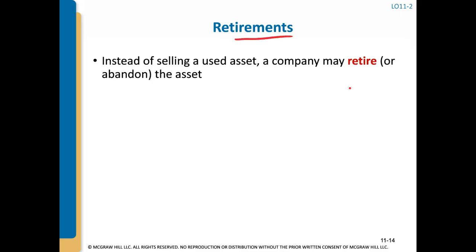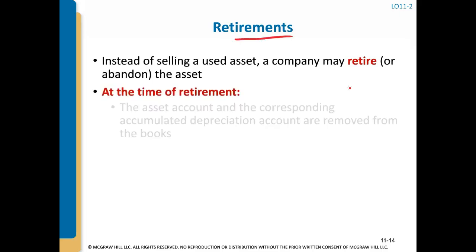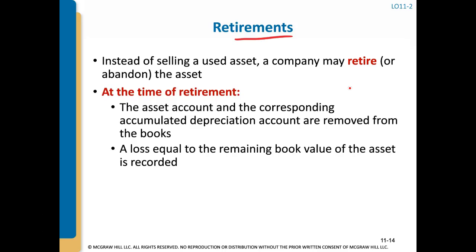Retirements, sometimes companies may retire an asset instead of actually selling it. They just want to get rid of it or they give it away, whatever. Actually, not donate because that's a different type of entry, but they just get rid of it. And so they just need to remove the asset and the corresponding cumulative depreciation from their books, and then they have a loss equal to whatever book value is remaining.